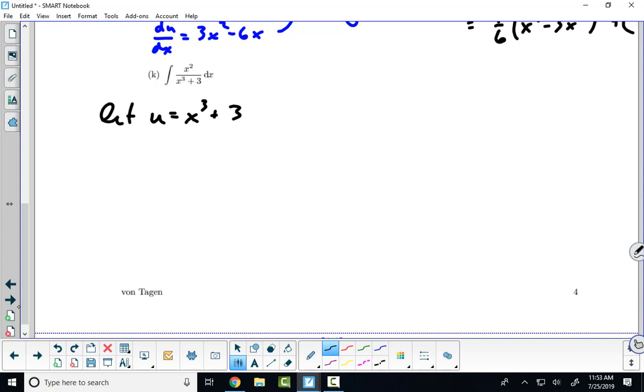Jillian, why did you pick that versus x squared? Well, what's the derivative of x squared? 2x. Do I have just an x factor floating around? No. But let's check this. When I take the derivative of this, what do I get? I get 3x squared. Do I have an x squared factor floating around? Yes.